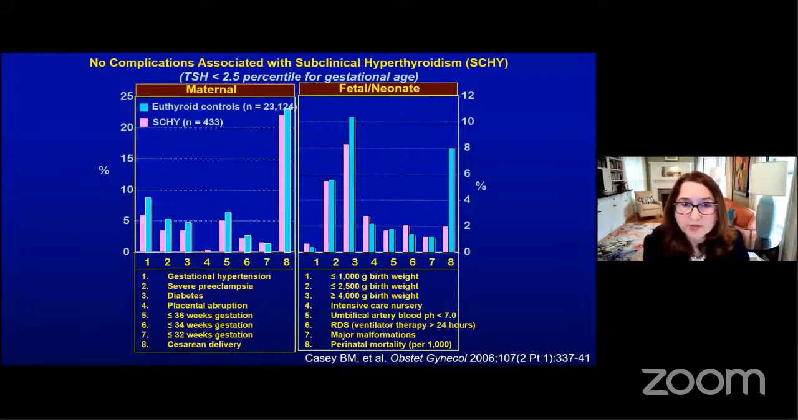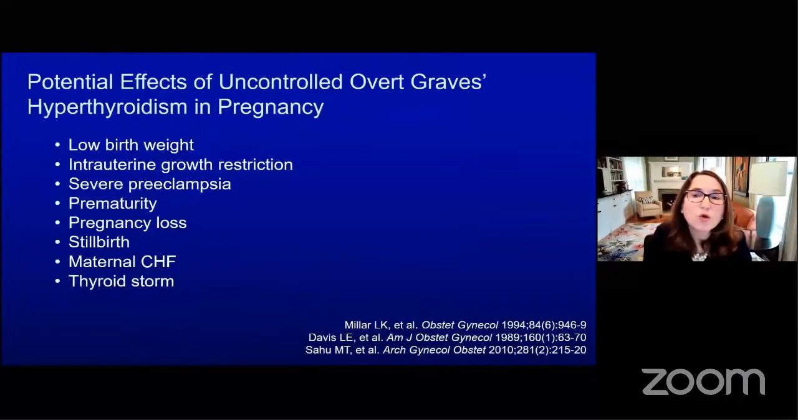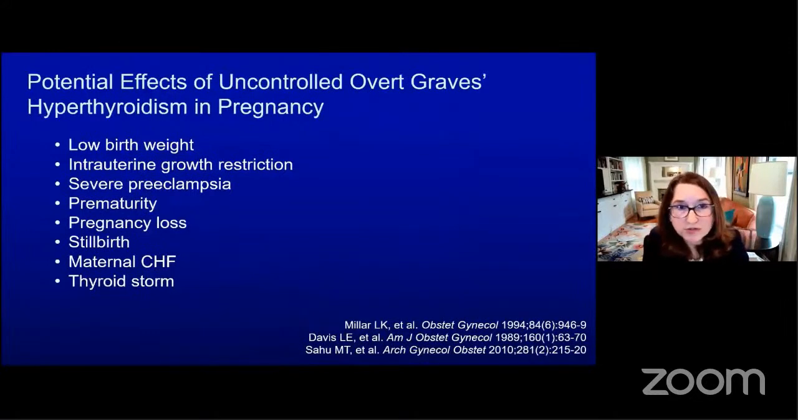Subclinical hyperthyroidism, we think from large cohort studies like this one, is not associated with any adverse obstetric complications. So this is a situation where we can just monitor thyroid function without treatment. But overt hyperthyroidism from Graves' disease is different.